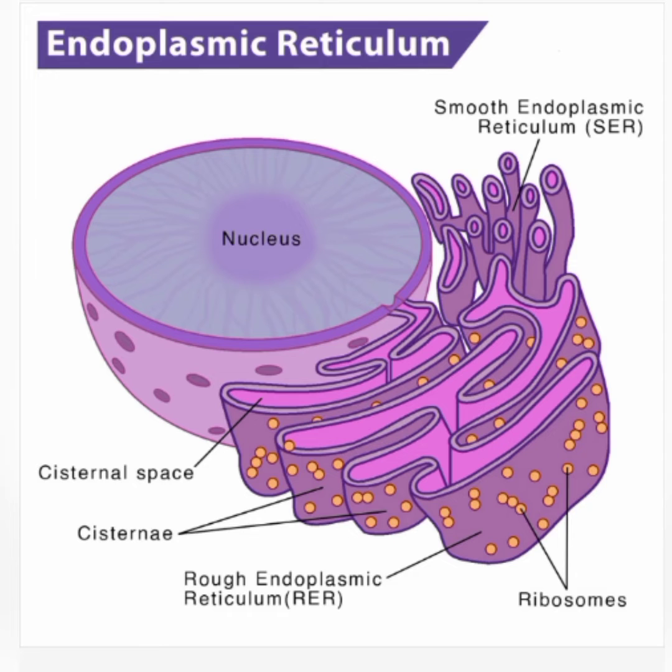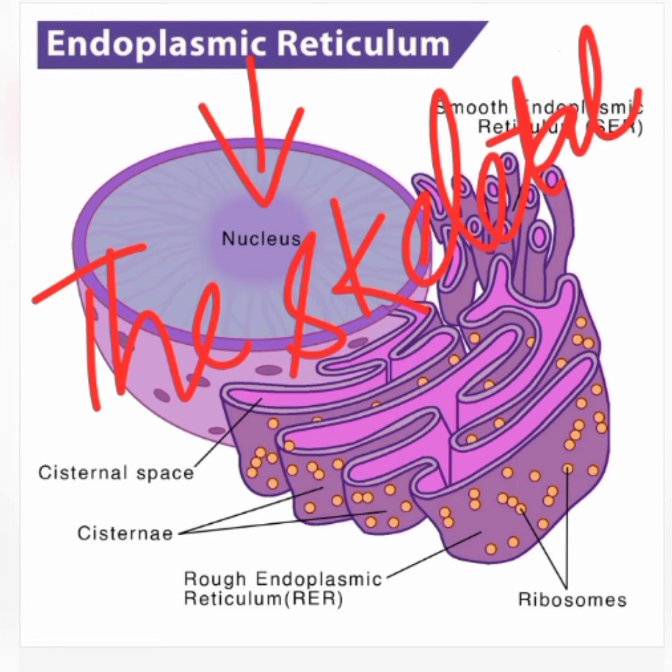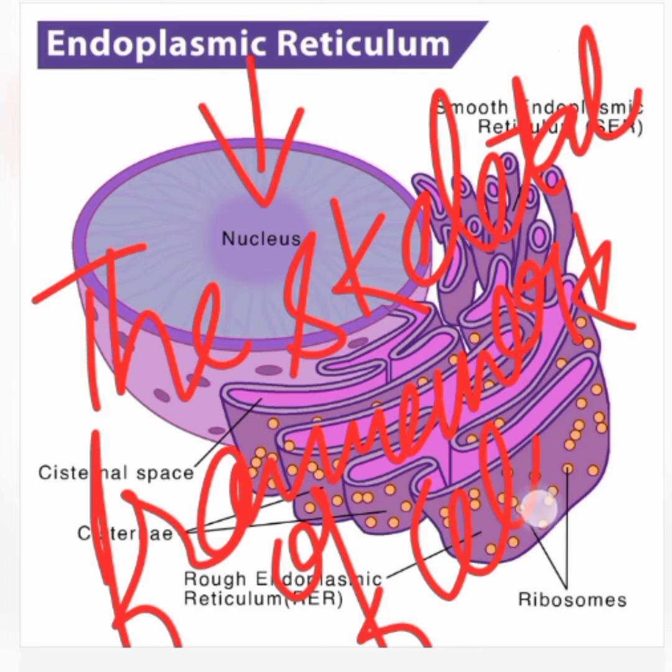Endoplasmic reticulum is an interconnected network of double membrane-like channels distributed over the entire cytoplasm. What is endoplasmic reticulum? It is also known as the skeletal framework of the cell.